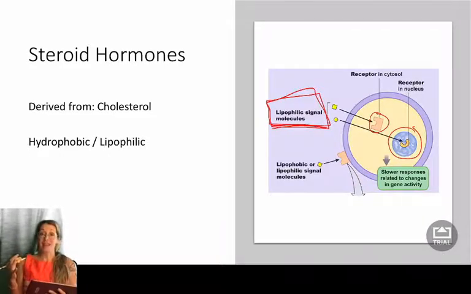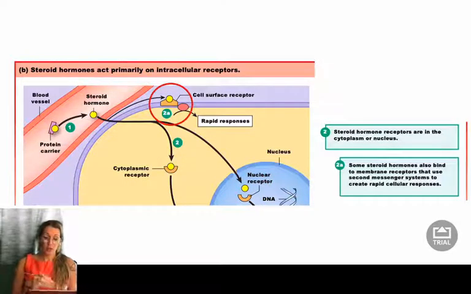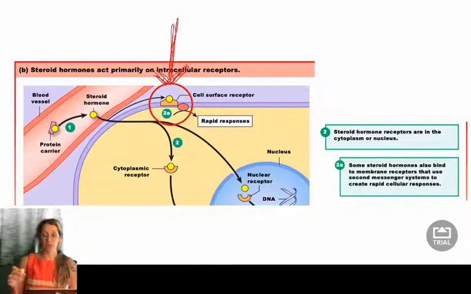The vast majority of the time, what a steroid is going to do is trigger transcription and translation. Occasionally you will have a steroid hormone receptor that's on the cell surface, but that's much more rare. It is possible, but it is much more rare.